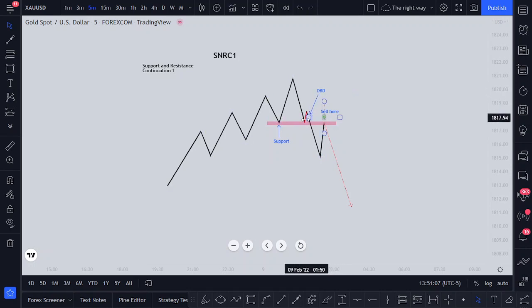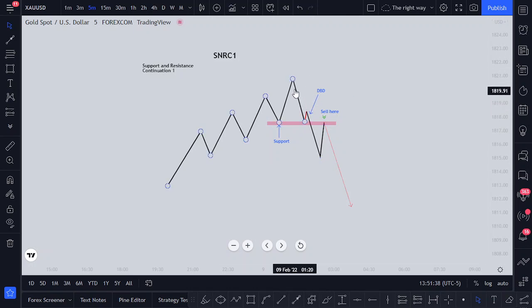The drop-base-drop must be in the same line, or let's say almost at the same level, because the market is never perfect, but at least the best ones are always in the same line. So whenever the drop-base-drop is in line with the support level and the support level is broken, these are support and resistance. Now support turned to resistance, but at least there must be a support level.